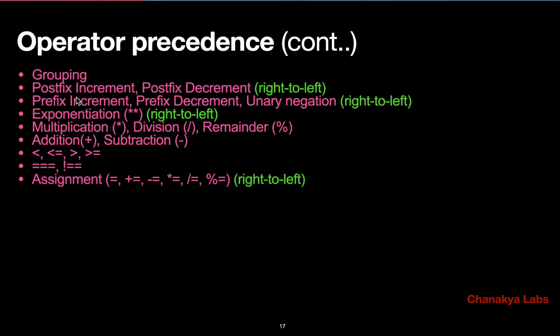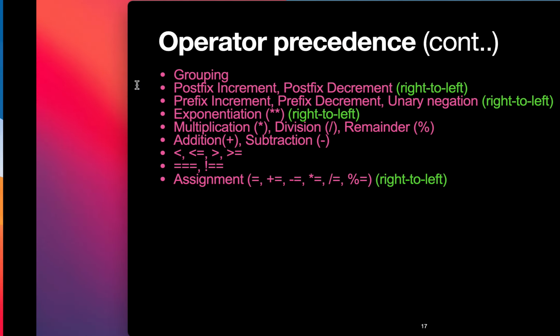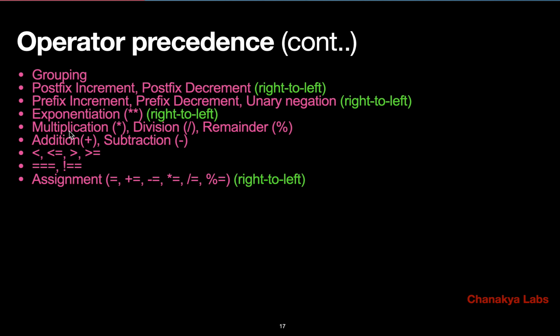So that's why you can see that post-increment and post-decrement both are done, and similarly pre-increment and pre-decrement both are done, and then unary negation, which I just mentioned. So obviously these things have to be done first, then we go to other things like multiplication, addition or exponentiation. Among them, what is the priority?